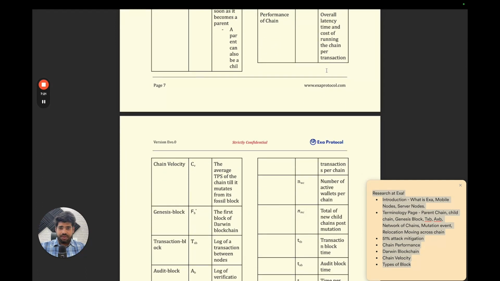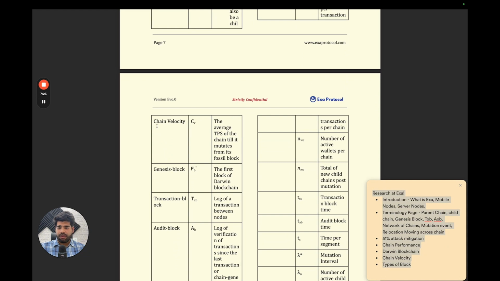Talking about chain velocity, that's also an important concept. It is basically a measure of what the TPS of the chain is, and we use this chain velocity to determine how many child chains will be created from the current chain that is about to terminate.